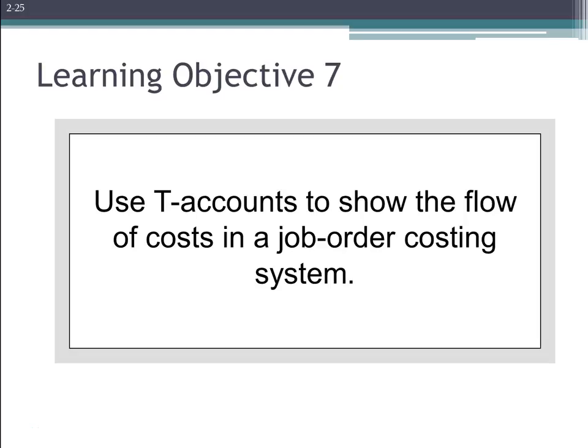Alright everyone, welcome. This is part 2 of chapter 2, and in part 1 we learned how to apply our manufacturing overhead costs to jobs in a job order cost process system. Now, real important is that we learn how those costs are first accumulated before we apply those costs to our work in process inventory.